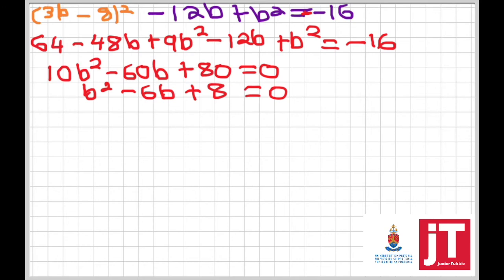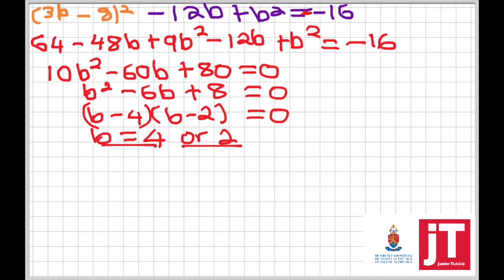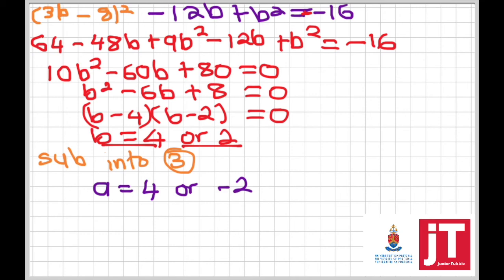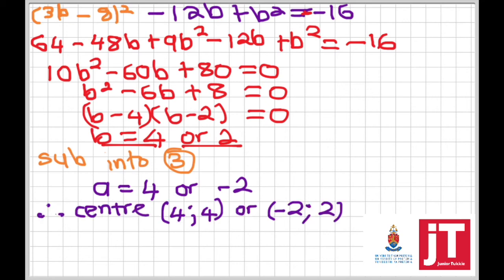Factorizing it, we get our two factors as (b − 4) and (b − 2), which equate to 0. Therefore, our two b values are b = 4 or b = 2. We now need to use these two b values to get the corresponding values for a by substituting into the third equation, getting our a values to be 4 and −2 respectively. We now know that the centers of our two circles in question are (4;4) and (−2;2). So we are working with two equations of circles that we need to write in the end.